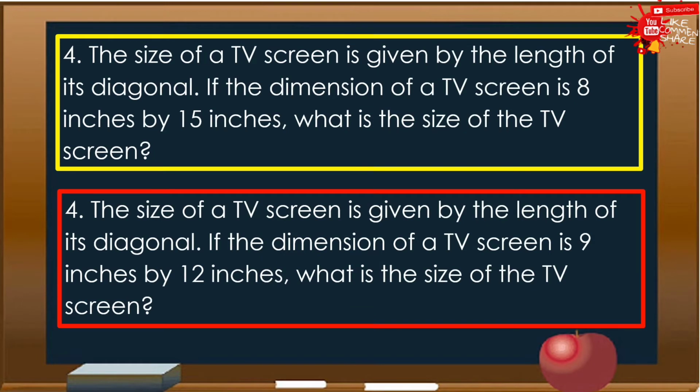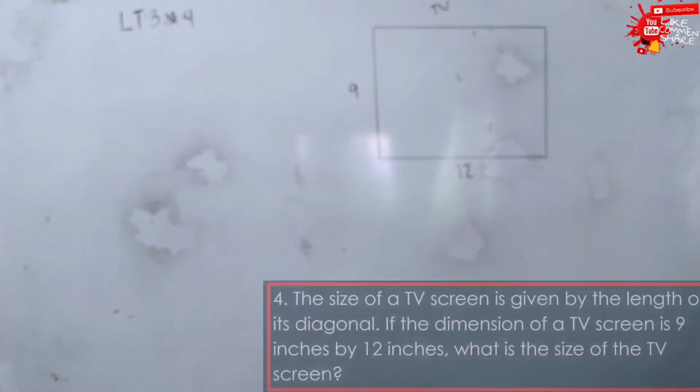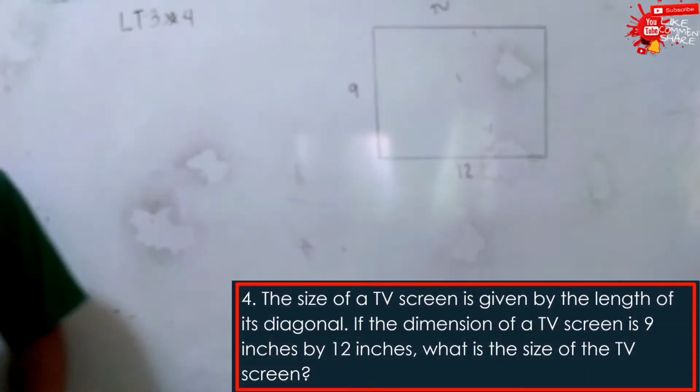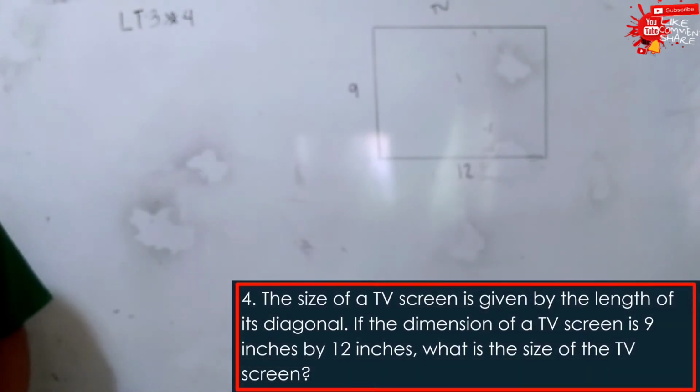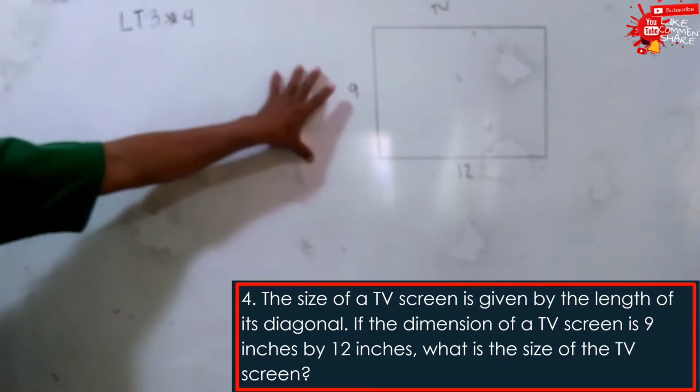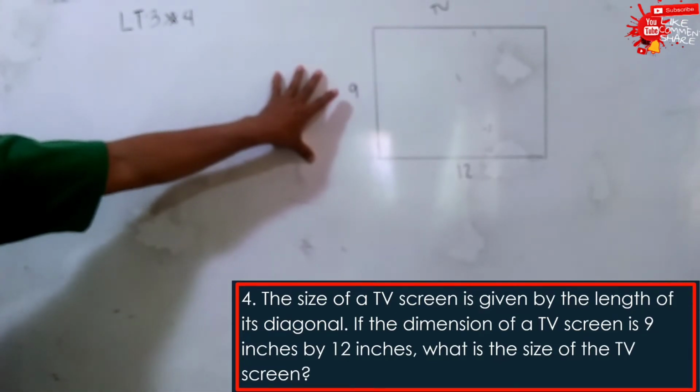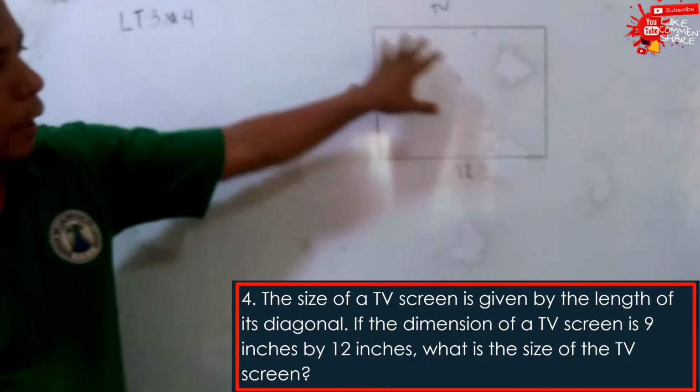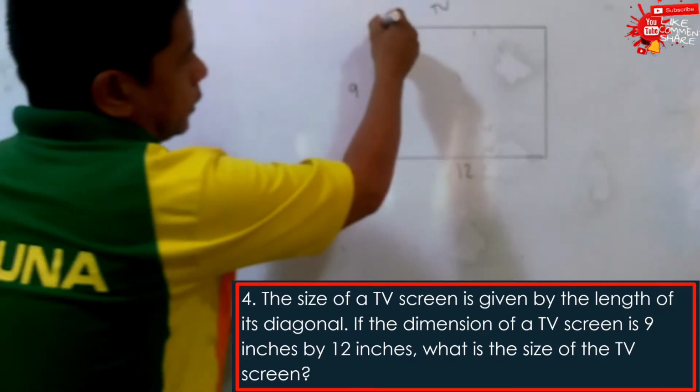Itong number 4 is the size of the TV screen. So, 8 by 15. Ang aking ginawa ay 9 by 12. What is the size of the TV screen. So, tingnan po yung ating video para masagutan yung number 4. Okay, continuation ng learning task 3, number 4. So, ito ay parallel sa ating lip. The size of the TV screen is given by the length of its diagonal. So, ito yung diagonal niya.